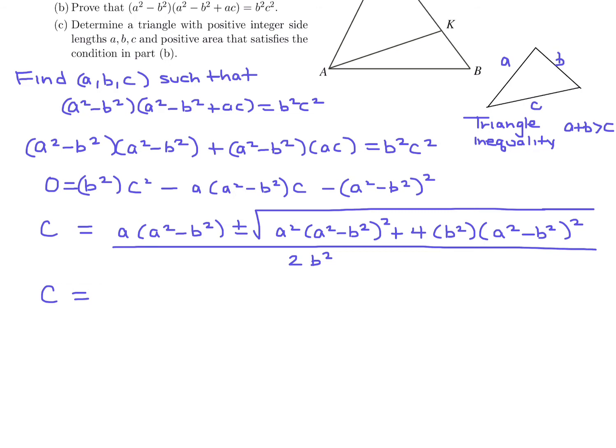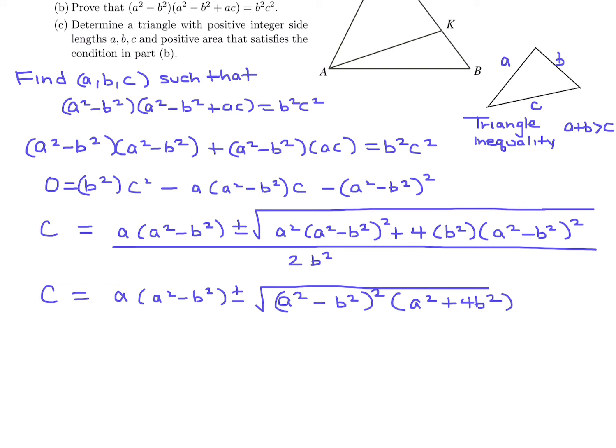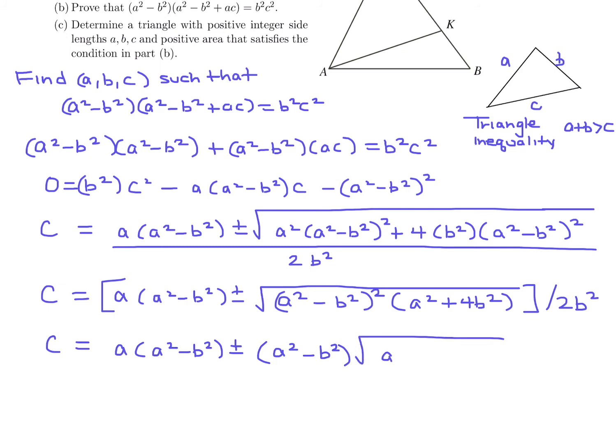So let's try to simplify what's under the radical sign. If you factor out the (a squared minus b squared) all squared, the other factor will just be a squared plus 4b squared, like that. And that's all under the square root sign, and that's all over 2b squared. The good news is that when you take the square root of that, it just becomes a squared minus b squared. And this part, unfortunately, is still under the square root sign: the square root of a squared plus 4b squared. And of course, all of that is over 2b squared.